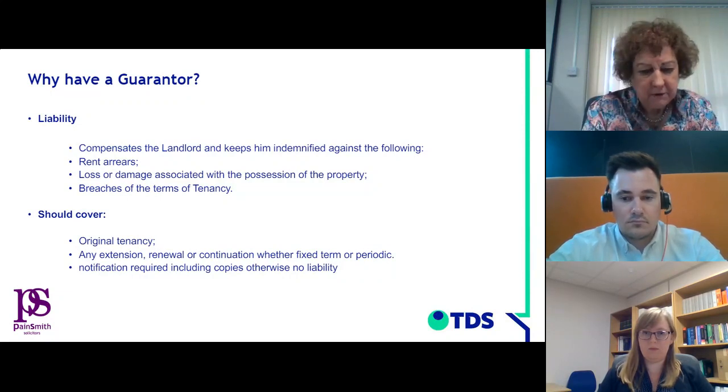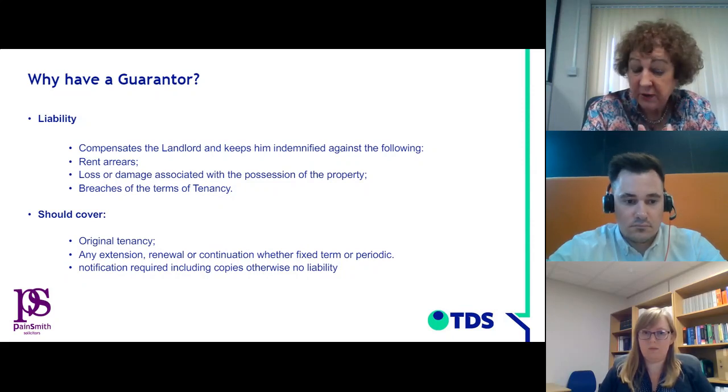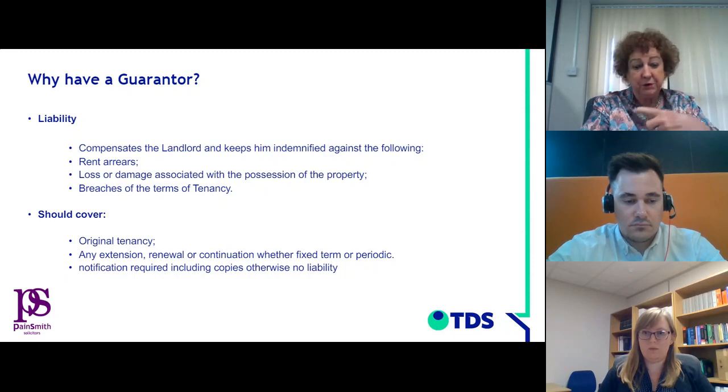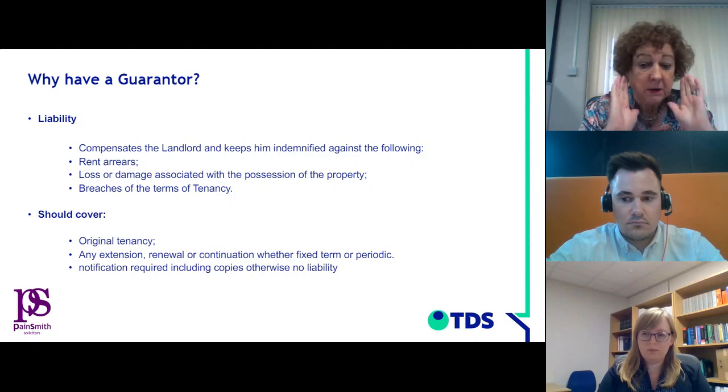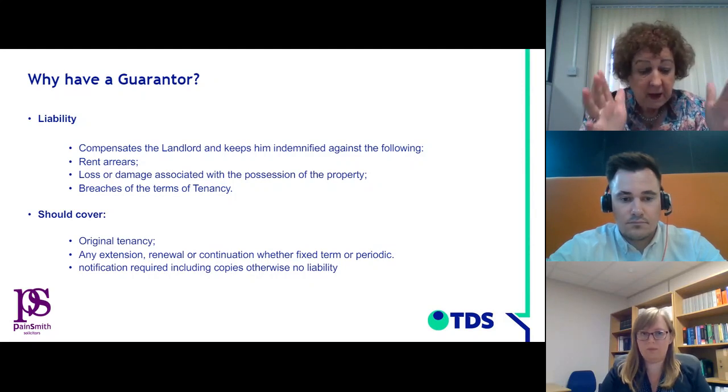If you are not covered for that, it means you could go back each time and get a guarantor to re-sign a document, which is definitely not in your interest. We want to keep the continuity there so that he's liable for everything. The guarantor should be paying for absolutely everything, the whole tenancy.